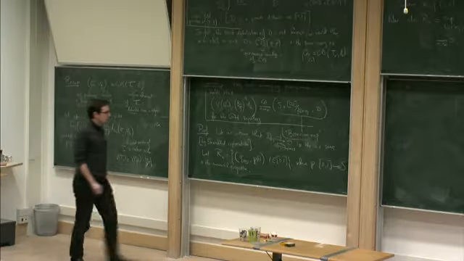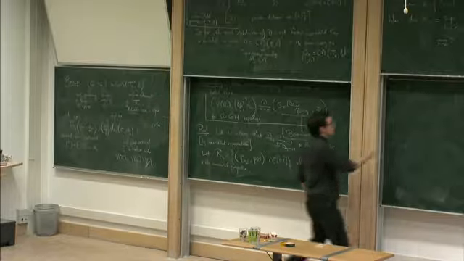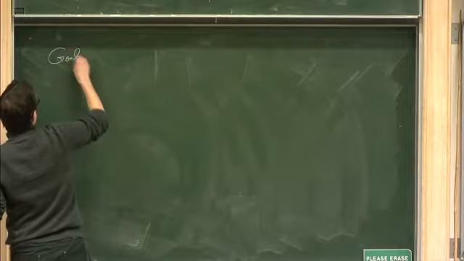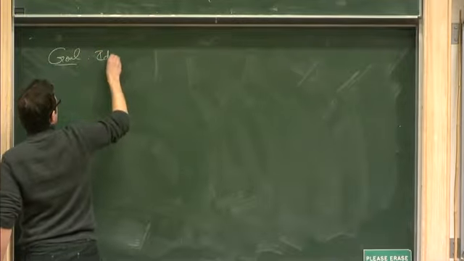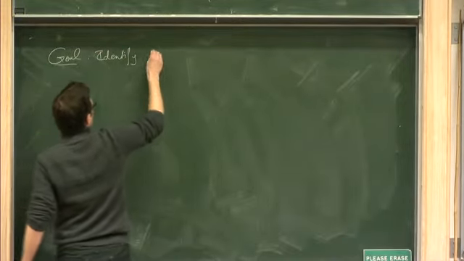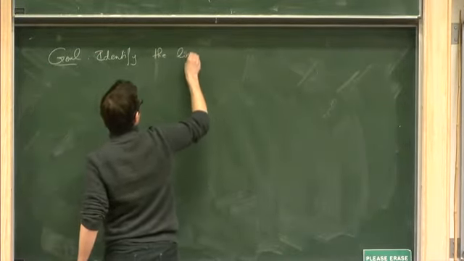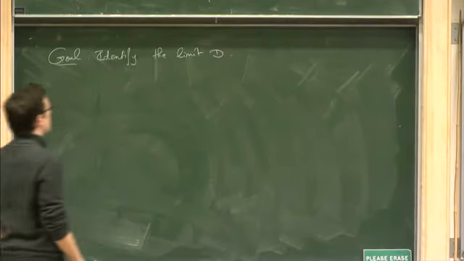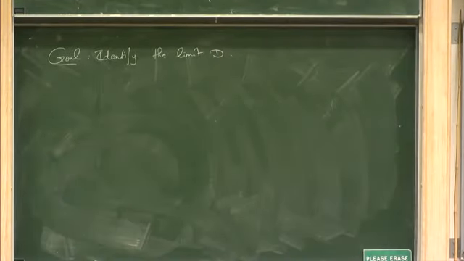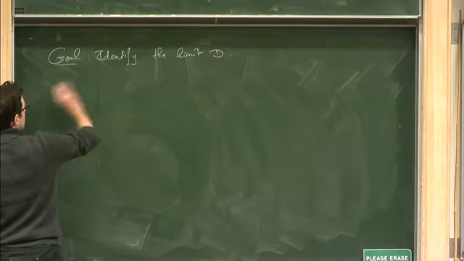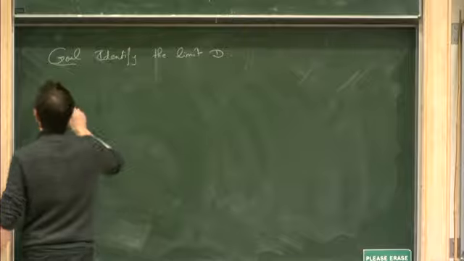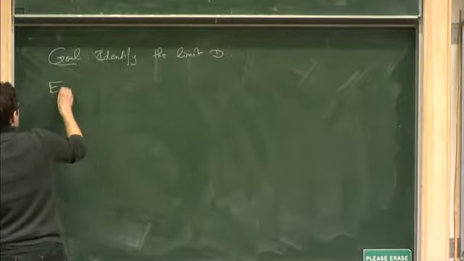So the goal now is to identify the limit d. We really want to see it as a function of the tree, the Brownian tree. So in fact, there are a couple of very elementary properties that we can deduce straight away from what we have so far.